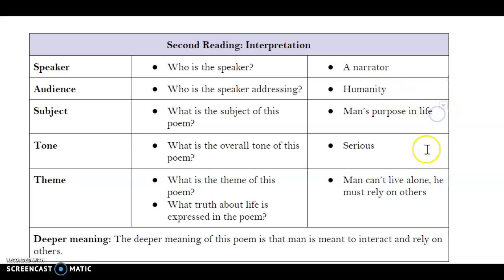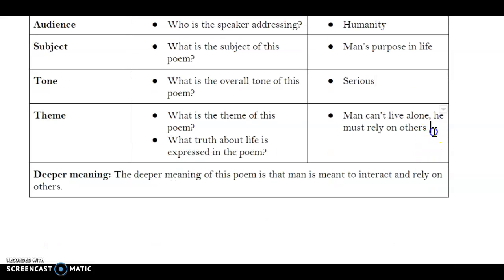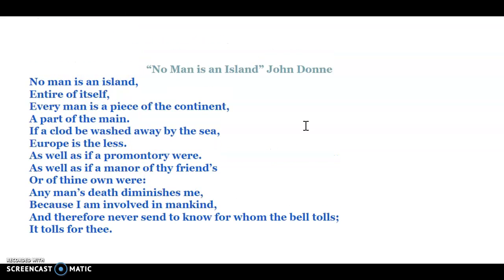Subject: this talks about a person's purpose in life. The tone is very serious, I thought. And the theme, I would say, the truth that it teaches me is that man cannot live alone, he must rely on others. I know that because up here it talks about how if one piece of earth is washed into the sea, the entire continent suffers, right? If one person is not participating or contributing, our world is lesser because of that, right? And at the bottom it talks about that.